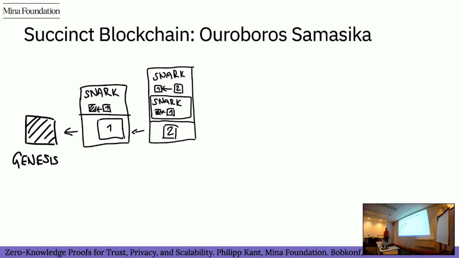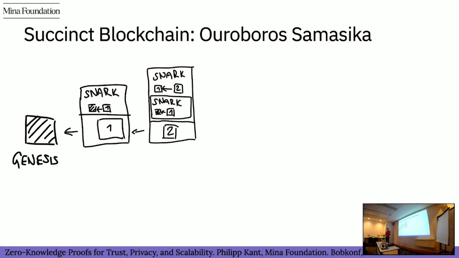When the second block producer comes along, they get that proof of knowledge and they get the first block, and they create the second block and they also create a proof that the second block is a valid extension of the first block. Now, so far, that doesn't really give you anything, but the nice thing about these SNARKs is that you can express any kind of proof for any kind of computation in there, and verifying a SNARK in itself is a computation.